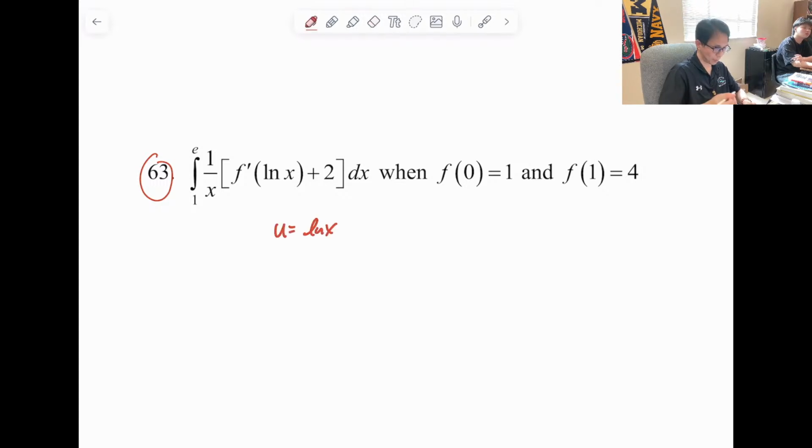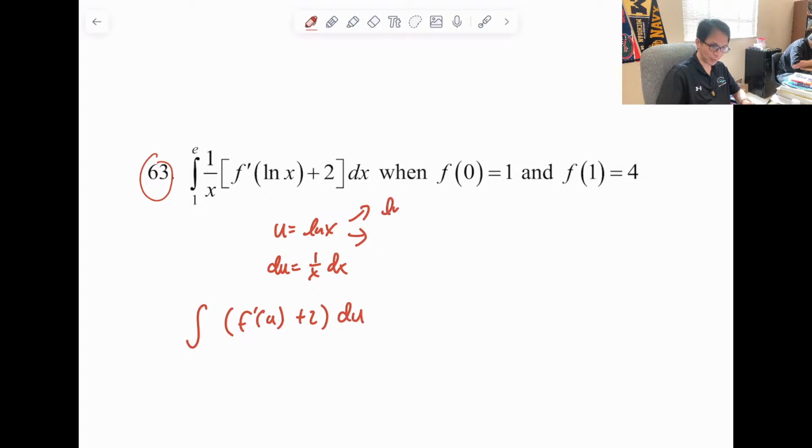Du equals 1 over x dx. Now, do you see this is 1 over x dx? And guess what, I can just change that to du. So that's going to be the integration of f prime of u plus 2, and that's going to be du already. And then the bounds are going to change because ln of e is equal to 1 and ln of 1 is equal to 0. So it's 1, 0.